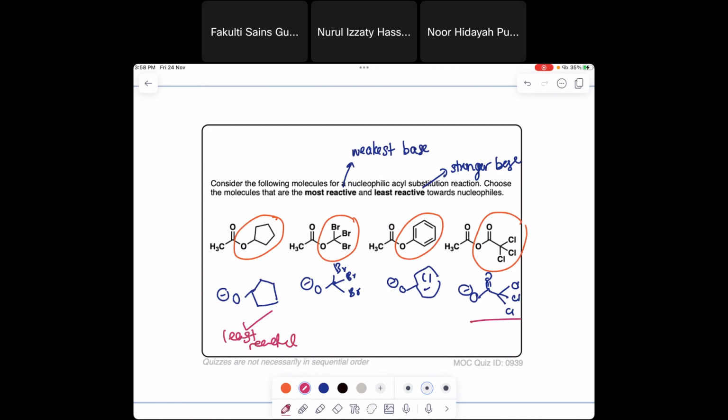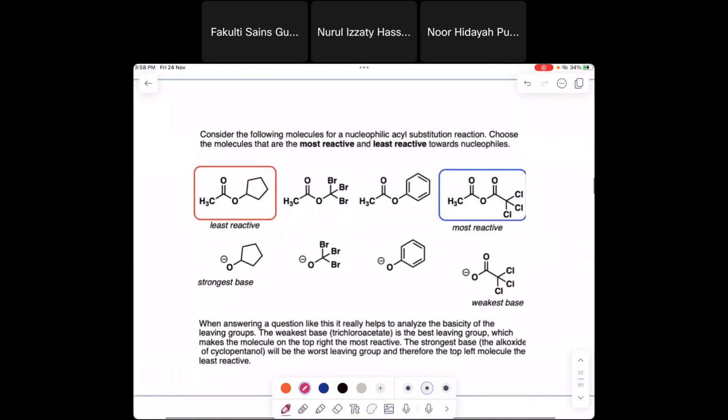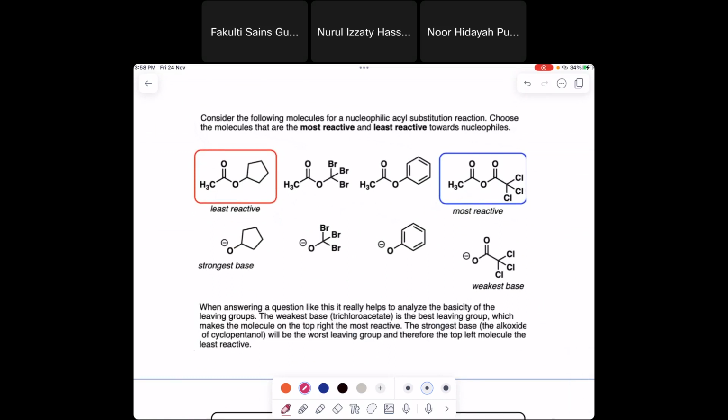And of course here is the most reactive lah sebab dia dah ada chloro and in fact dia ada another acyl. So these are the weakest base and these are the most. Okay. Sama juga. So the weakest base here, the weakest base is here, which is the most reactive one.